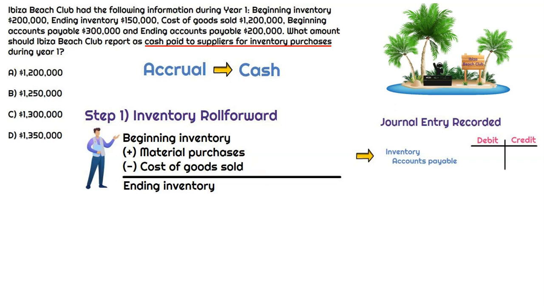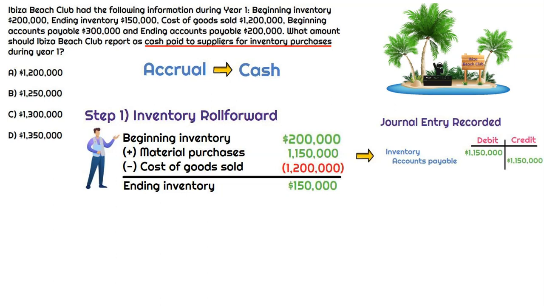So let's punch in what we have. For beginning inventory, the question gives us that it's $200,000. They also tell us ending inventory is $150,000. Now in this situation, because we're going from accrual to cash, they give us cost of goods sold, and that is $1,200,000. But that's going to be a negative number, because that is going to reduce inventory. So now all we need to do is solve for the material purchases. In order for this roll forward to actually balance, that means that material purchases were $1,150,000. Now that's not going to be the correct answer, right?